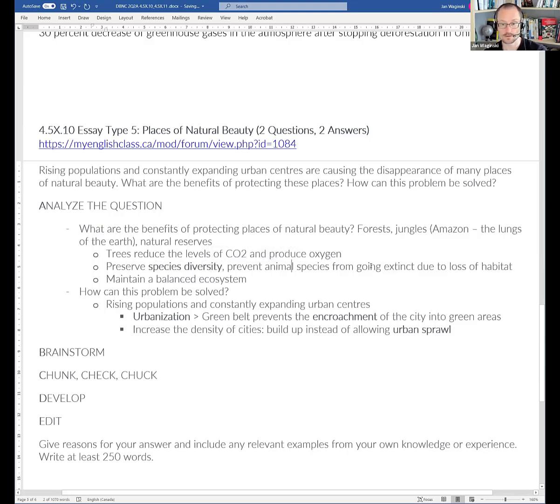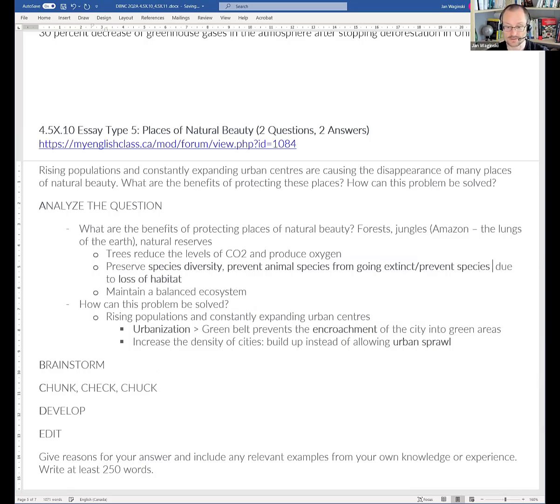Species diversity, prevent species from going extinct due to loss of habitat. These are all phrases, loss of habitat. So not just habitat, but loss of habitat or habitat loss. Prevent species extinction, prevent animal species from going extinct. We can say that more tightly as prevent species extinction. There we go. Maintain a balanced ecosystem. Okay. Do we have enough for a paragraph for each one?